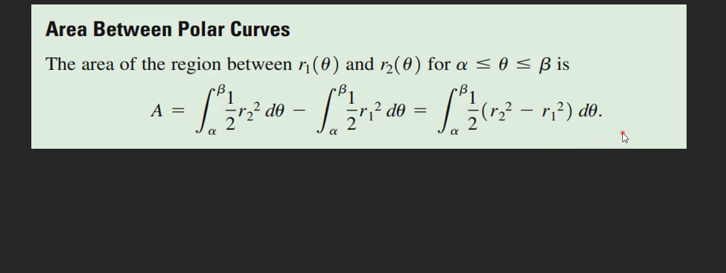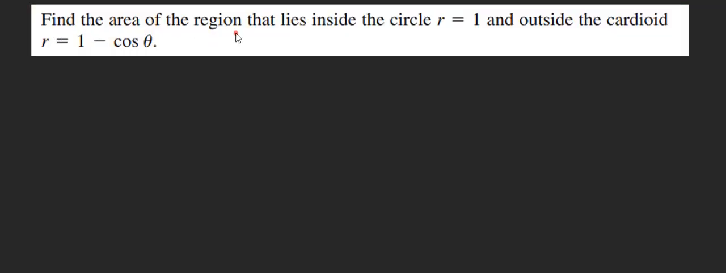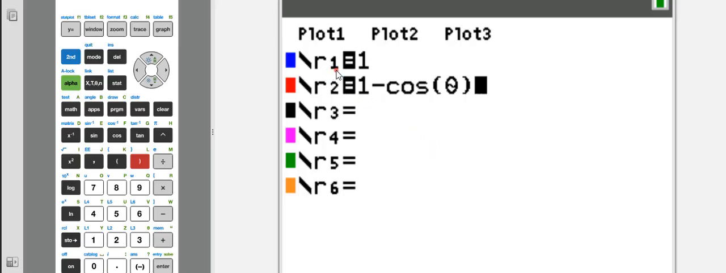So let's take a look at an example. It says find the area of the region that lies inside the circle r equals 1 and outside the cardioid r equals 1 minus cosine theta. So let's graph this and see which region they're talking about. So I'm going to put my R1 as 1 and R2 as 1 minus cosine theta. Now, this does not mean automatically that R2, which is 1 minus cosine theta, is the longer radius. We have to double check by looking at the graphs. So let's graph this.